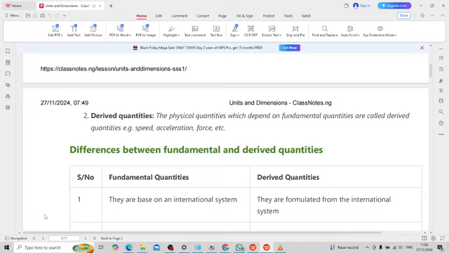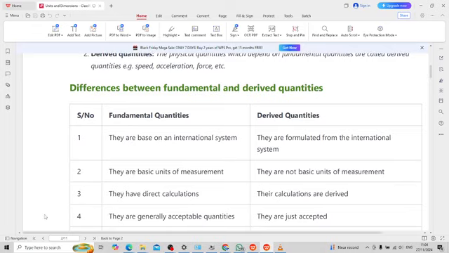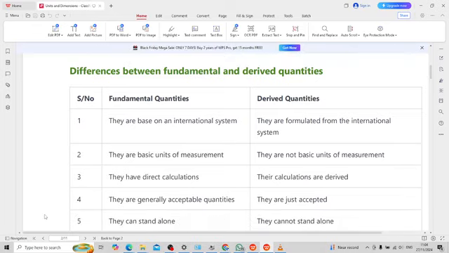Okay? So in that sense now, the volume is also related to the length. A length multiplied by itself 3 times will give you volume. You can now see that density is a derived quantity that depends on mass and length. So that is what we mean by fundamental quantity and derived quantity. So let's look at the difference between the two of them. Difference between fundamental and derived quantity.